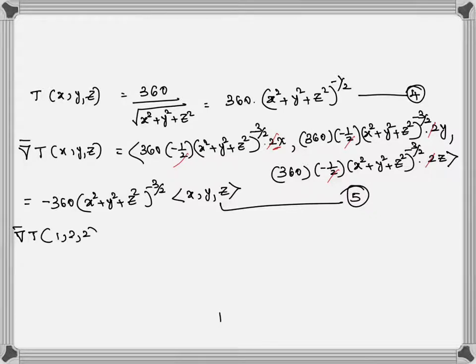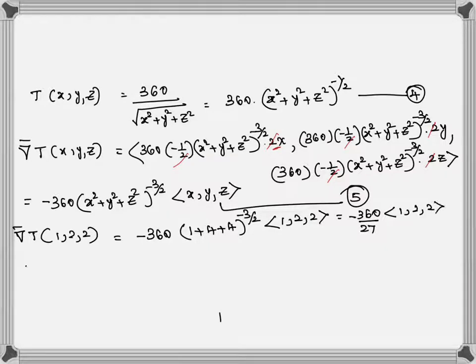Then gradient vector of t, temperature function. Then gradient vector at 1, 2, 2 at this point is obtained by plugging in x equal to 1, y equal to 2, and z equal to 2. So it is -360 times 1 plus 4 to the power -3/2 times vector component 1, 2, 2. That is the gradient vector at the point 1, 2, 2 for the temperature function. So which is -360 over 27 vector 1, 2, 2, because this expression here is 9 to the power -3/2.